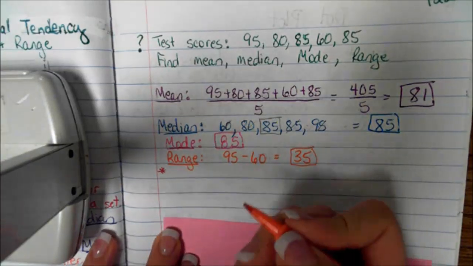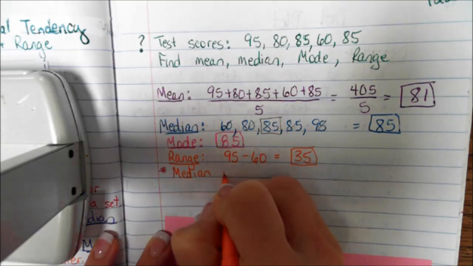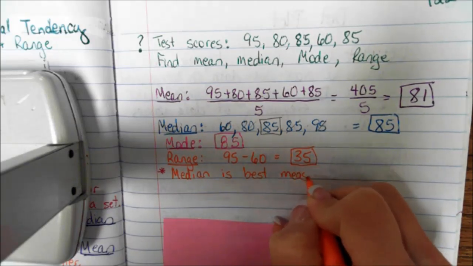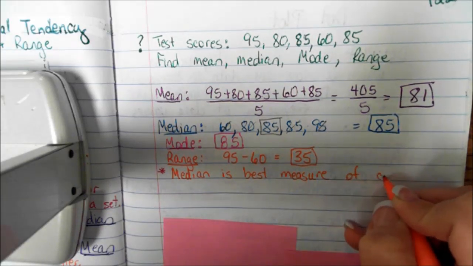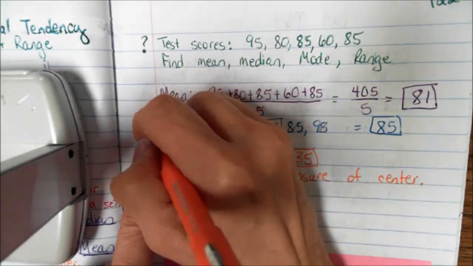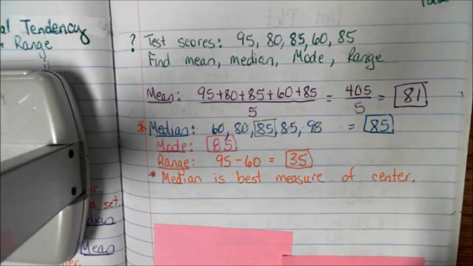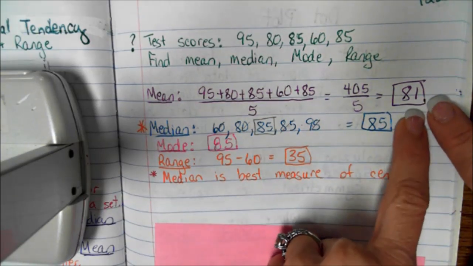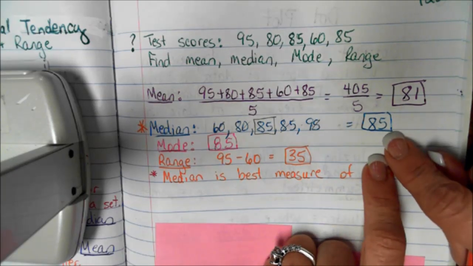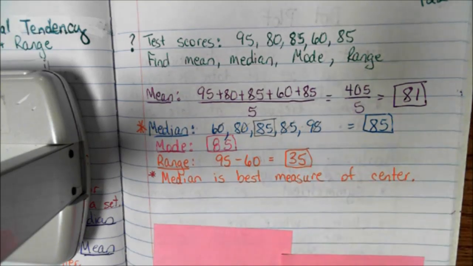So when an outlier is present, then your median is the best measure of center. So that tells me my median, this one, 85, is my best measure of center. That's going to give me the best idea. And you can see the mean is fairly close. Yeah, they are pretty close in this one, but when it comes down to it, because of that 60, that was kind of a bad test for that kiddo. Right, one bad one.